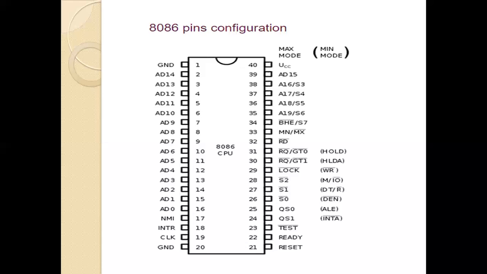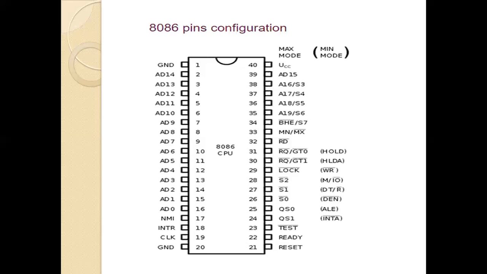Next is pin number 29, that is LOCK. When this signal is active, it indicates to the other processor not to ask the CPU to leave the system bus. It is activated during the lock prefix or any instruction. It means that when this lock pin is active, it indicates that the processor is not to ask the CPU to leave the system bus.